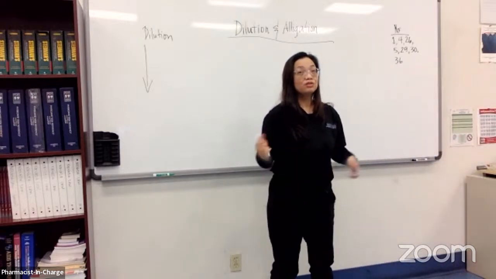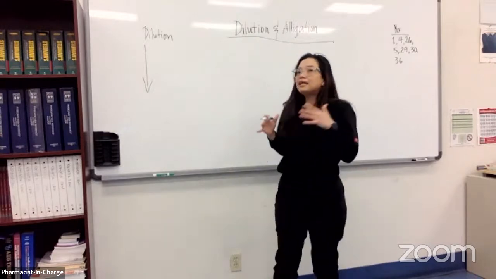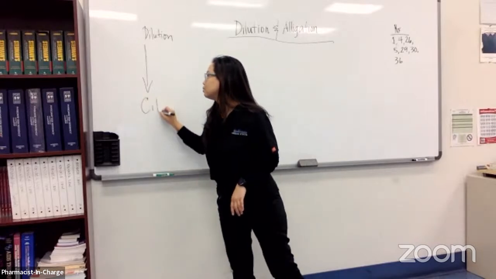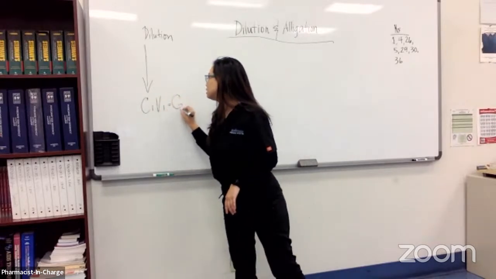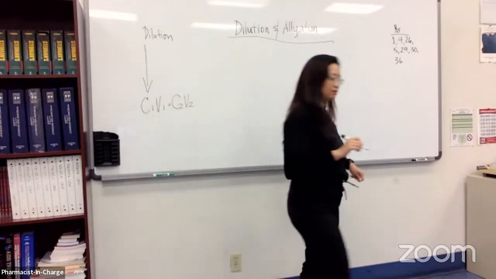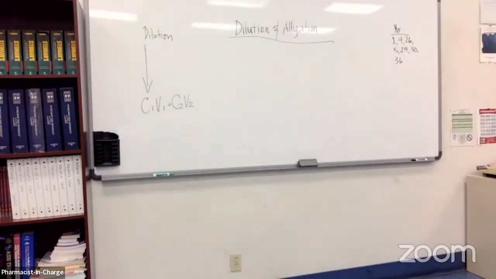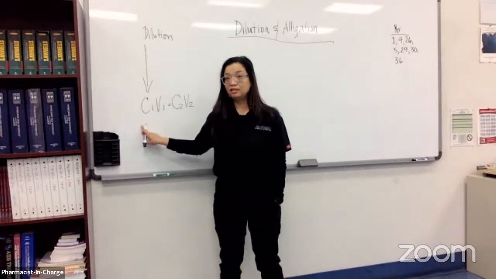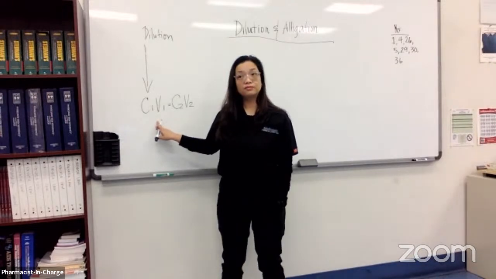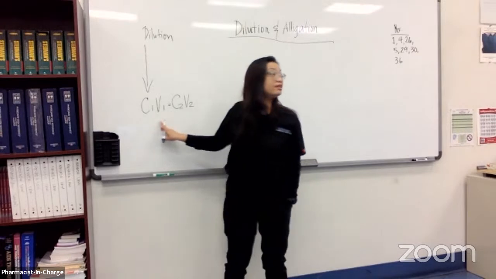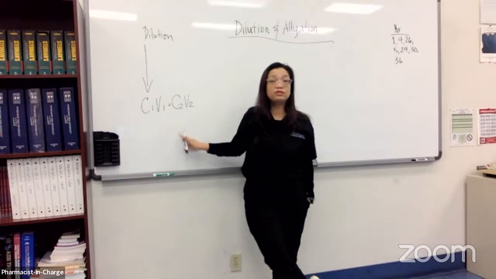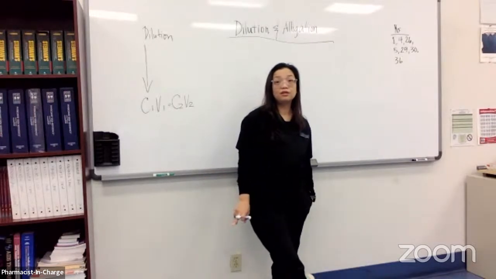Formula wise, I like using the formula for dilution: C1 V1 equals C2 V2. C1 is the initial concentration, V1 is the initial volume, C2 is the final concentration, and V2 is the final volume. You follow?